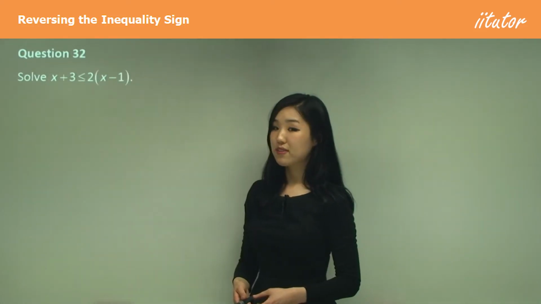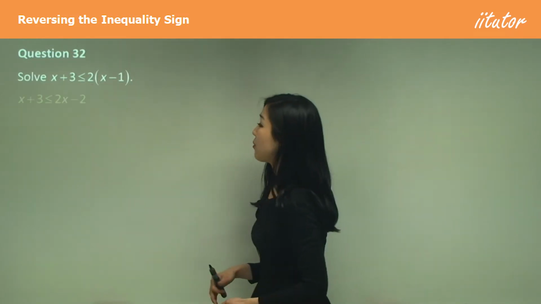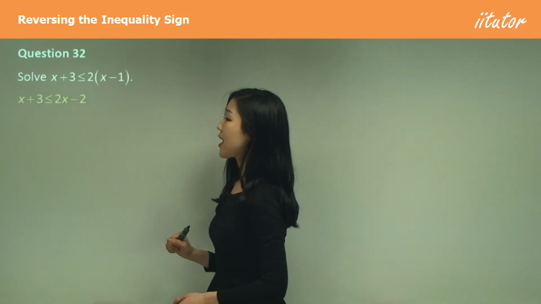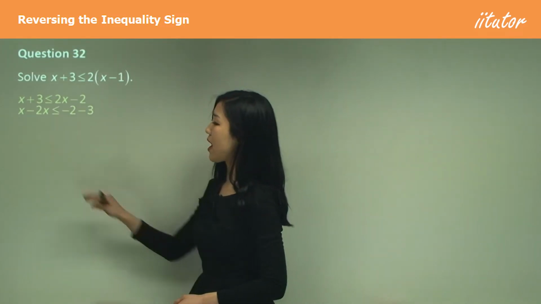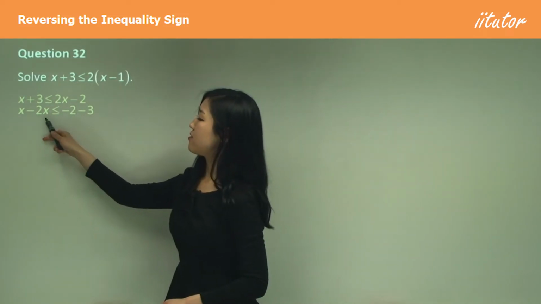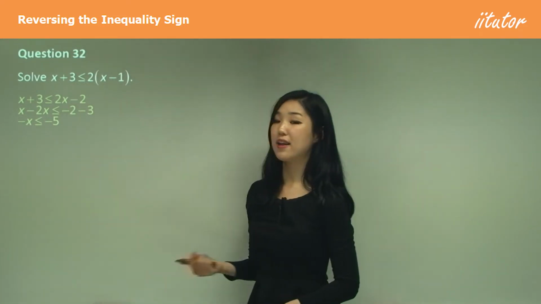32, we've got grouping symbols. Well, every time you see a grouping symbol, just expand it. So I'm going to expand this out first. So I have 2x minus 2. Gather your like terms. So move all the x's on your left and the constants on your right. x minus 2x is negative x, and negative 2 minus 3 is minus 5.